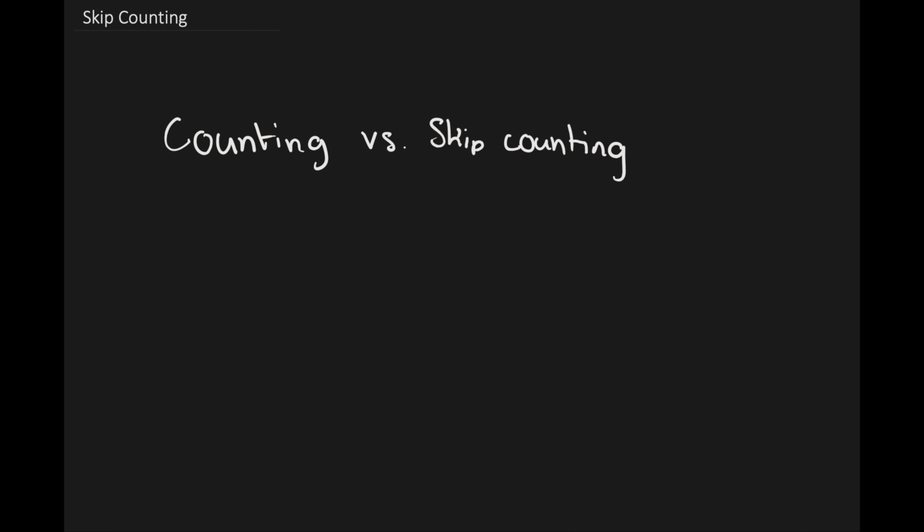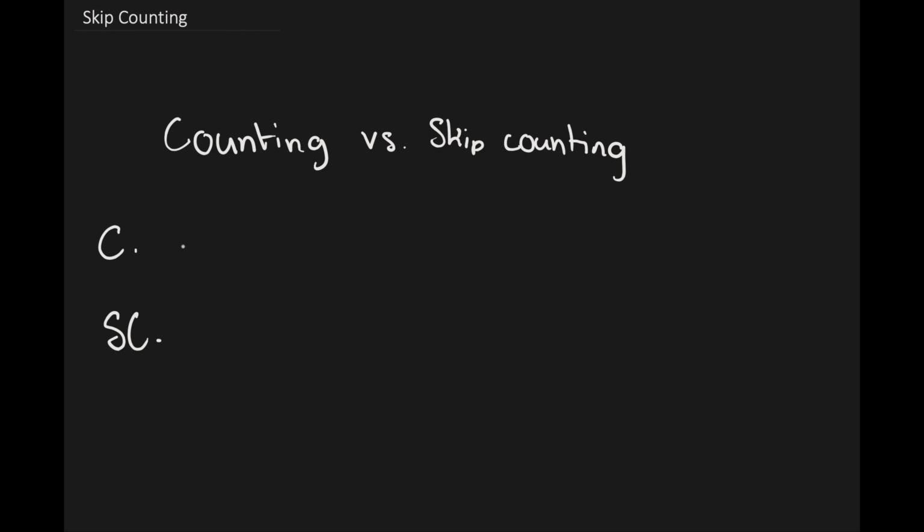Alright guys, let's start with skip counting. So the main part of skip counting will be counting versus skip counting. What are the differences? Why is skip counting called skip counting, and why couldn't it be called anything else? And what is the difference between counting and skip counting? So let's get started. We'll label counting as C and skip counting as SC.